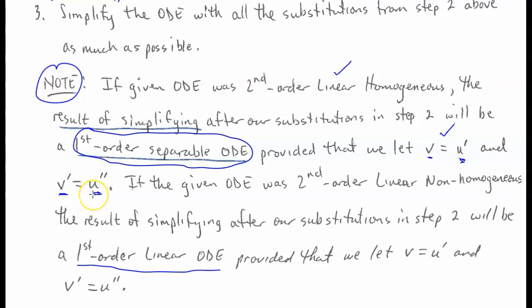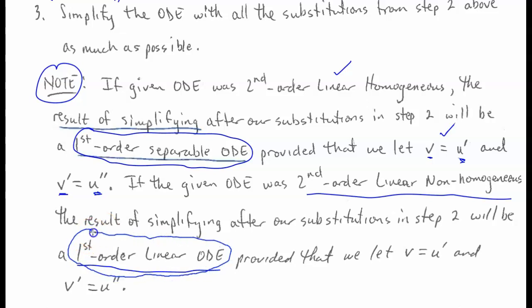Now, what's going to happen there is that everything that is just in terms of u is going to go away. And that's how we're able to make this substitution of v be u prime and v prime be u double prime, even if we have a second order non-homogeneous equation. Remember that homogeneous means that our equation equals 0 if it's second order or higher. If it's non-homogeneous, then the equation does not equal 0, so it's going to be a function of x. And so if we have that situation, then we're going to end up with a first order linear ODE.